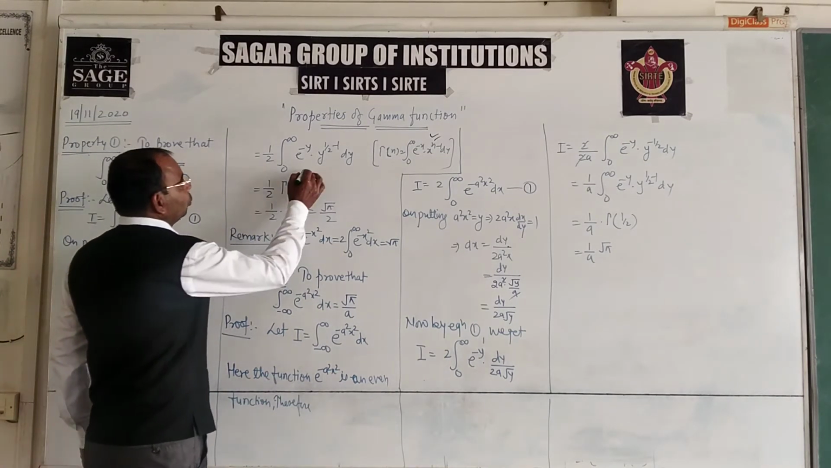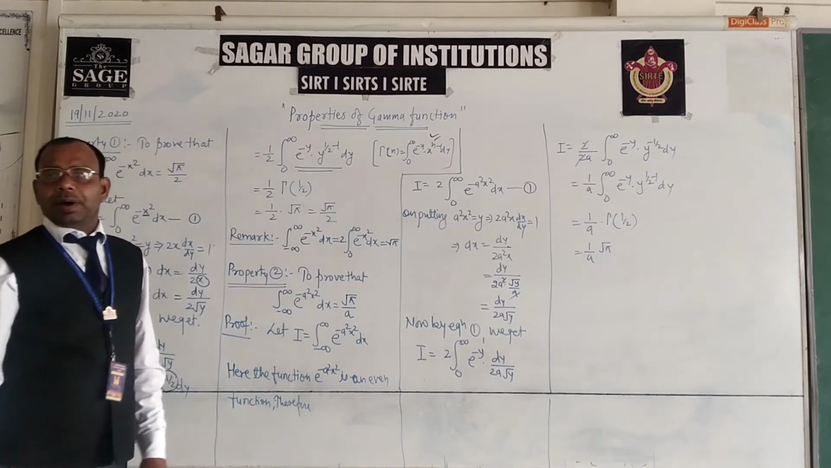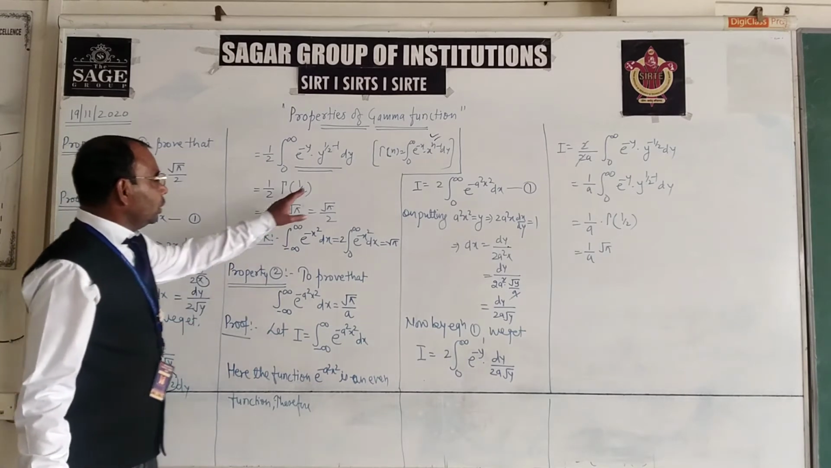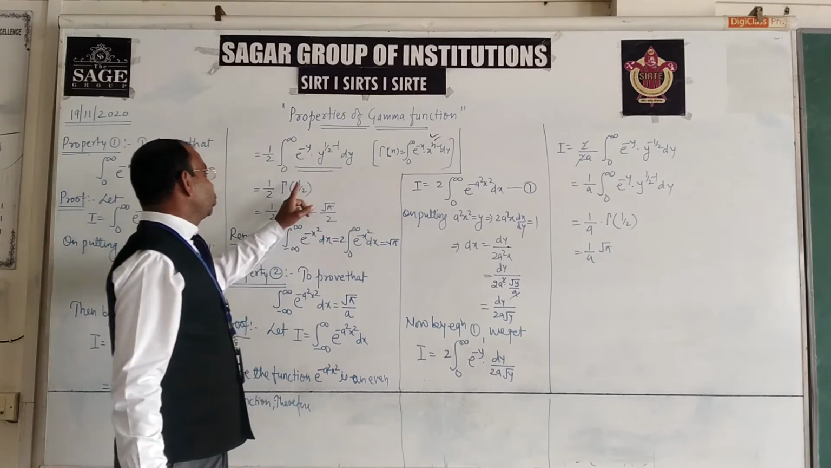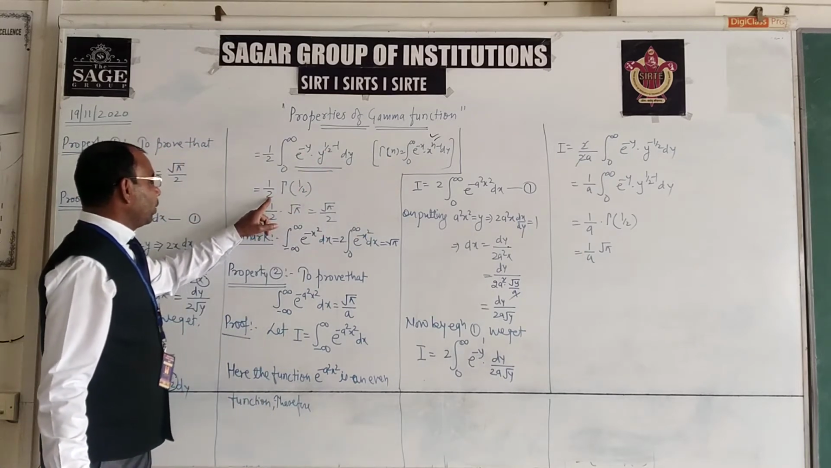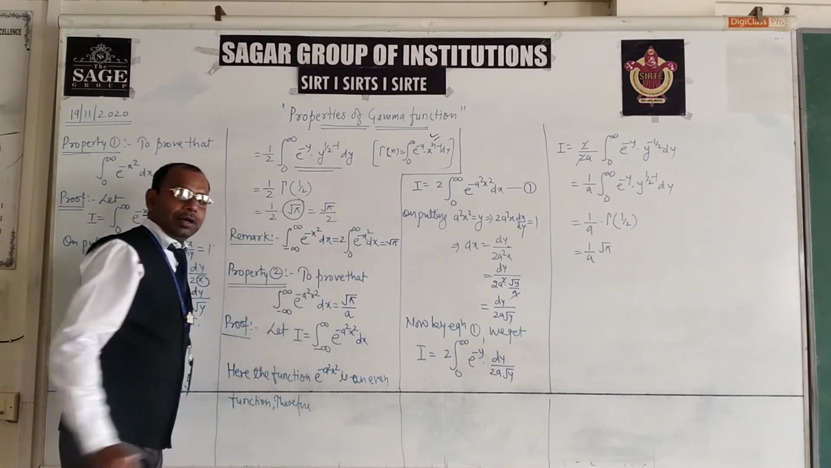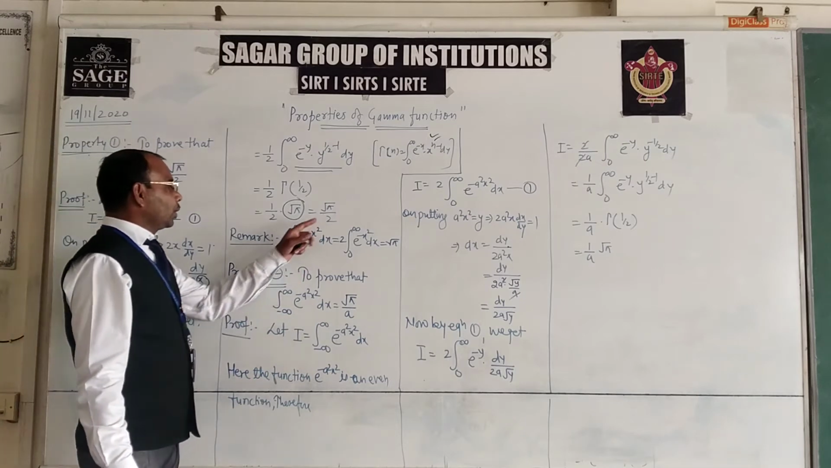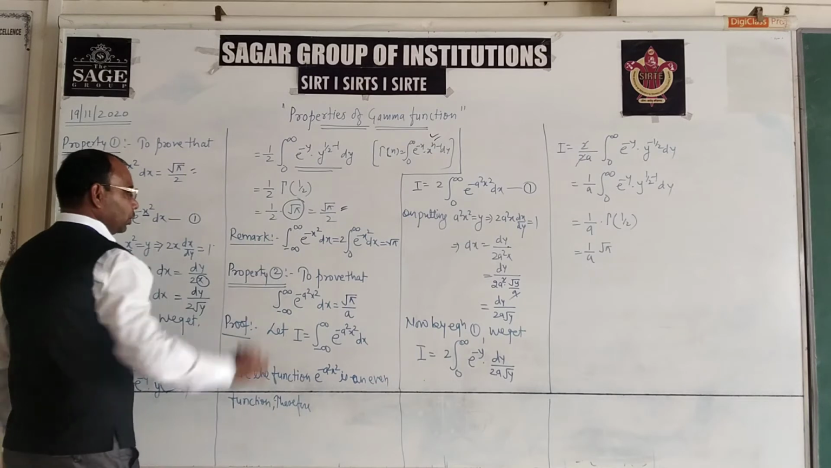Now we have 1 by 2, the integral of e to the power minus y, y to the power 1 by 2 minus 1 dy. This is gamma n, so n means 1 by 2. Therefore, 1 by 2 gamma 1 by 2. Gamma 1 by 2 is under root pi. So therefore, root pi upon 2, and this is the proof.